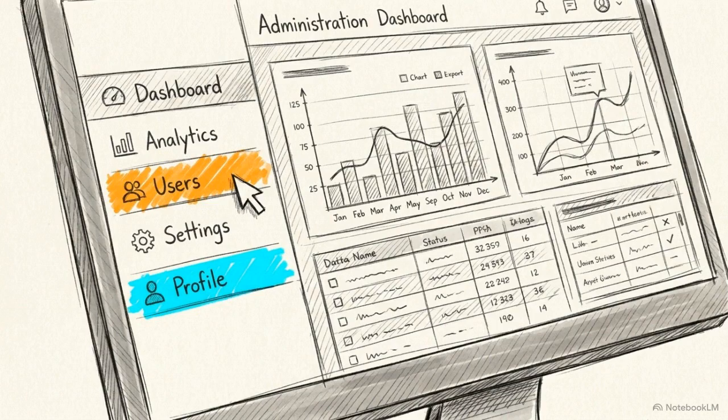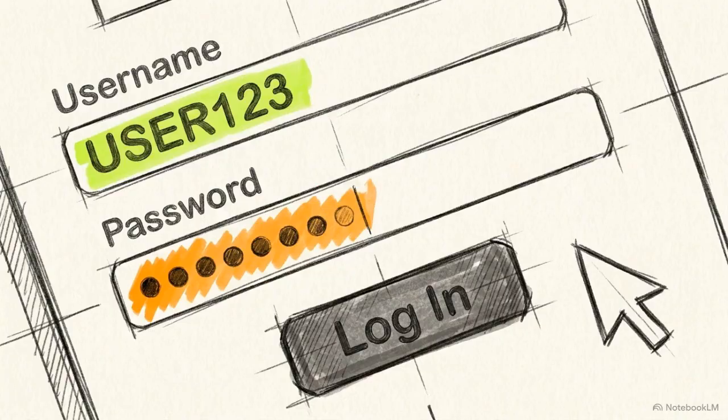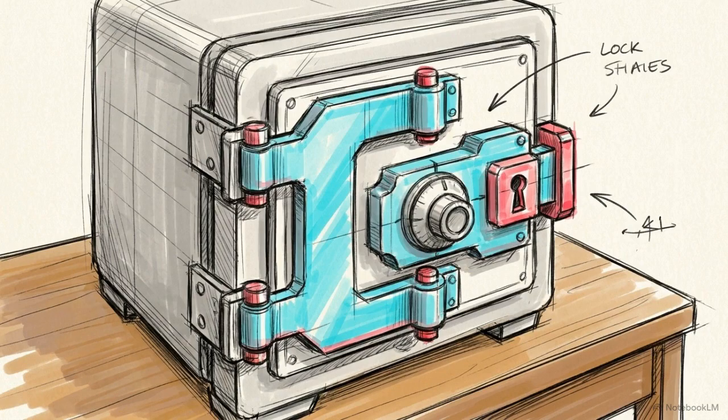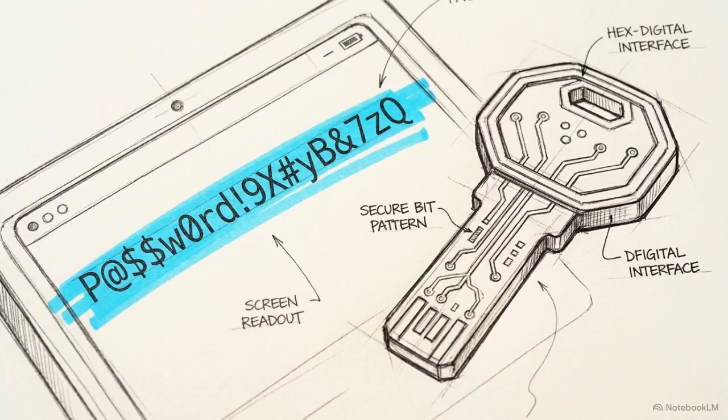Let's build the connection. Go to your WordPress dashboard, click your user profile, and scroll down to the application password section. You never want to hand out your primary WordPress login to a third-party tool. An application password gives the automation access to your site through the API, but keeps your main credentials completely isolated. Type FlowHunt integration into the name field, click Generate, and copy the unique password it gives you to your clipboard.